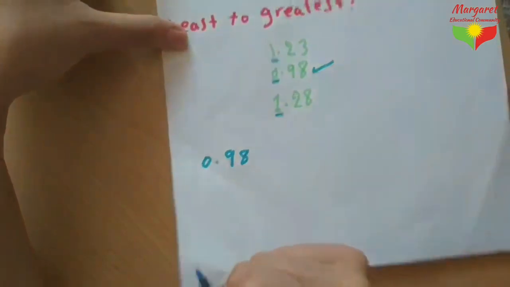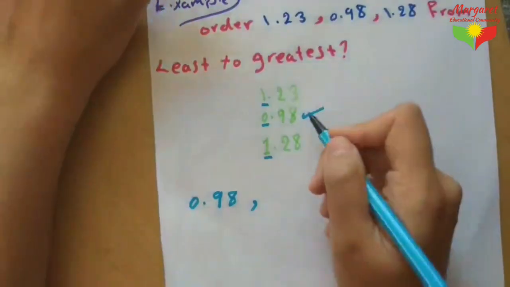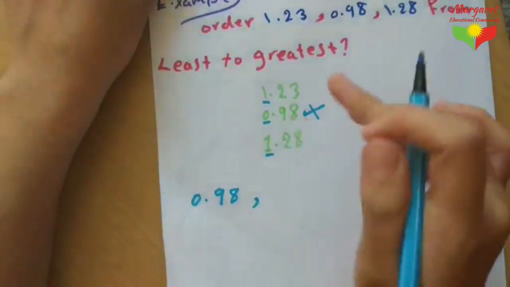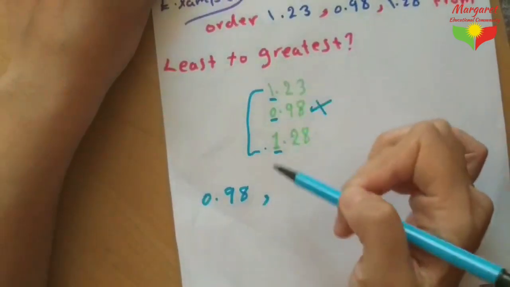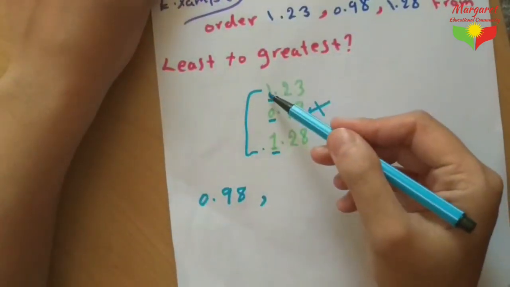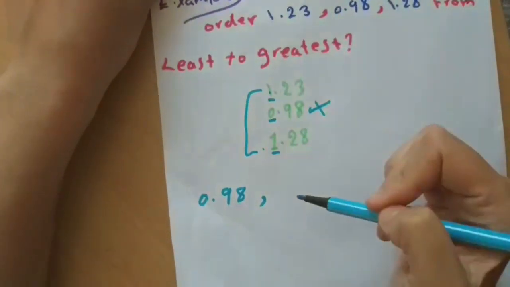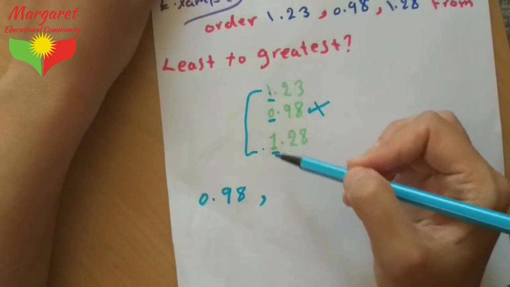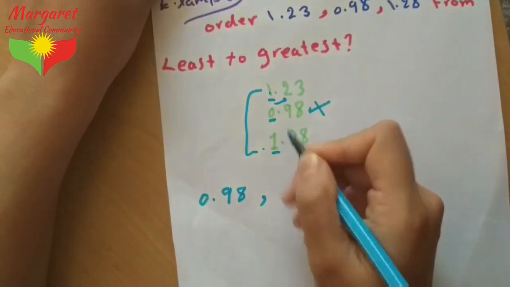0.98 hundredths. Now you must compare just only two decimal numbers. We have 1. It's the same number. If we have two numbers that are the same number, you must go to the next number.